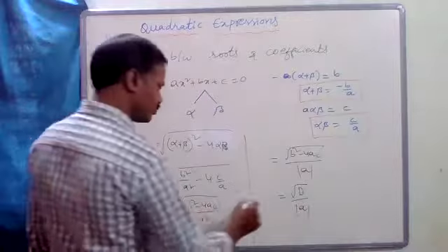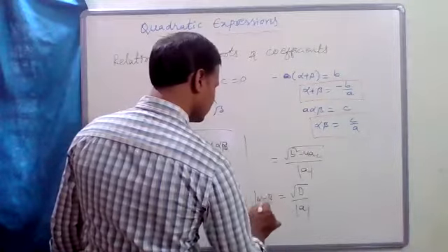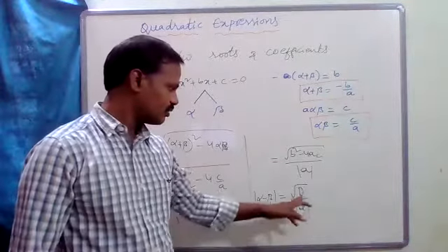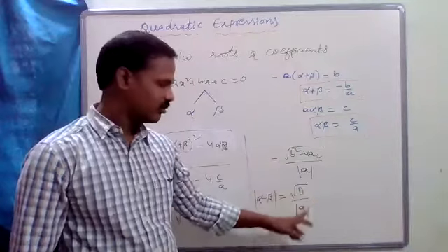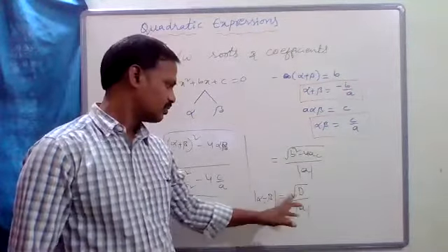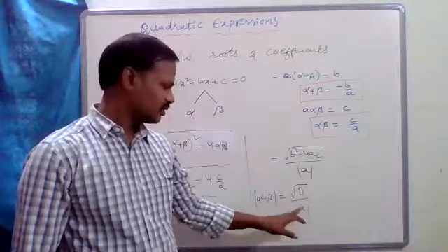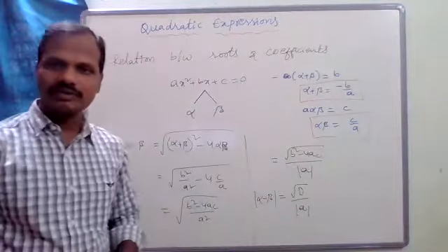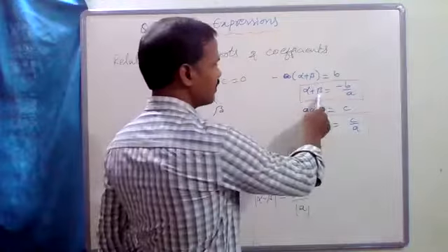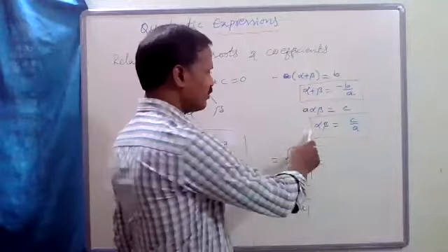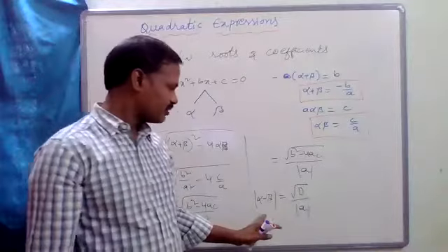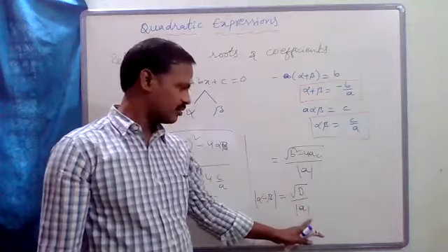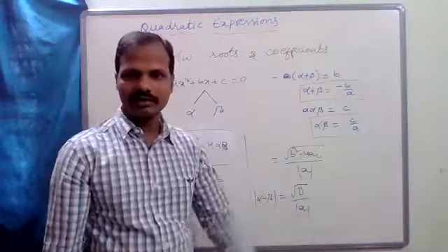If we are considering the positive value, that is mod alpha minus beta. So mod alpha minus beta equal to root discriminant by mod a. This is the value of alpha minus beta. So the relation between coefficients and roots is alpha plus beta equal to minus b by a, alpha into beta equal to c by a, and modulus alpha minus beta equal to square root of discriminant by mod a. Okay, clear?